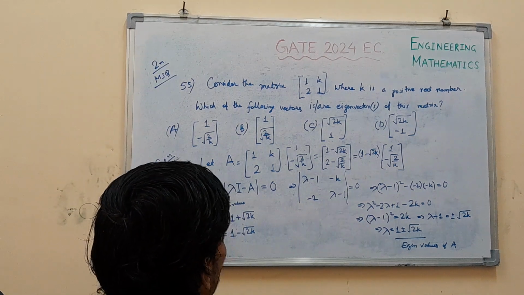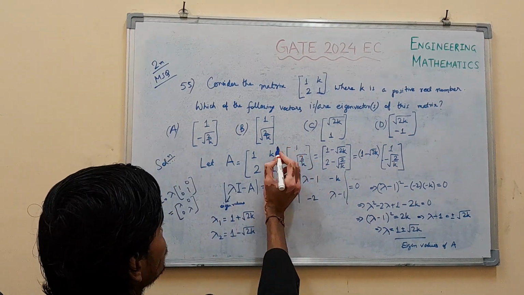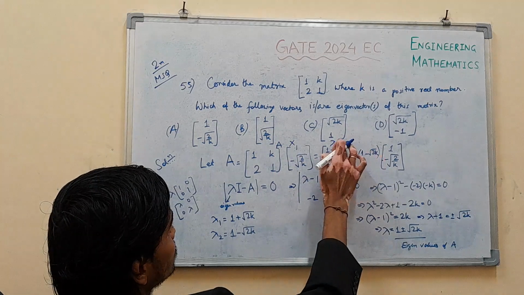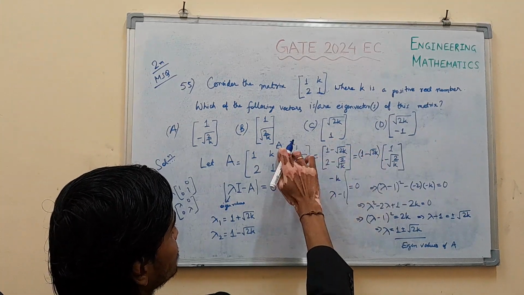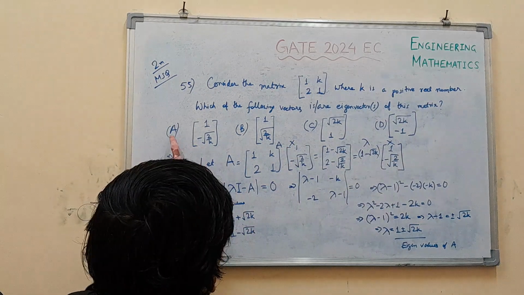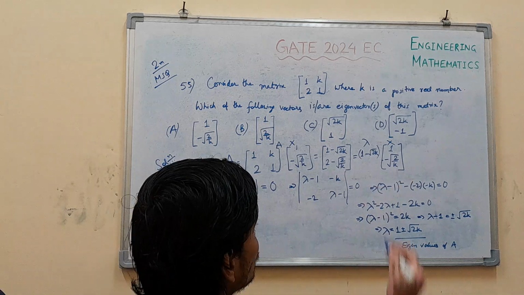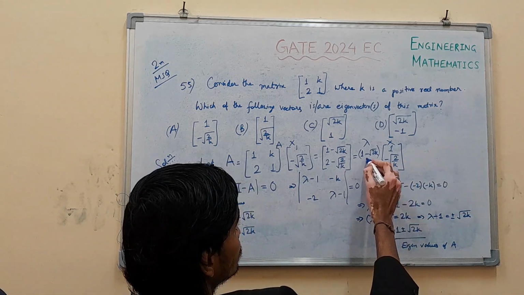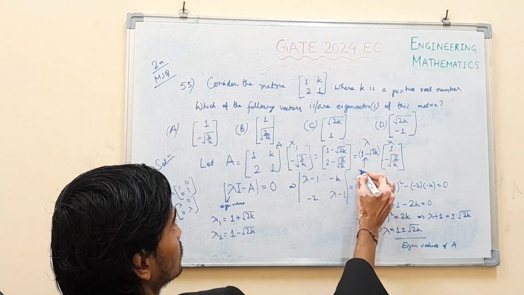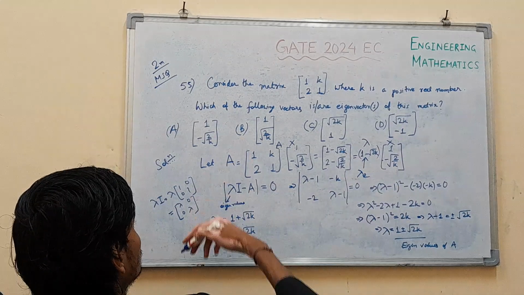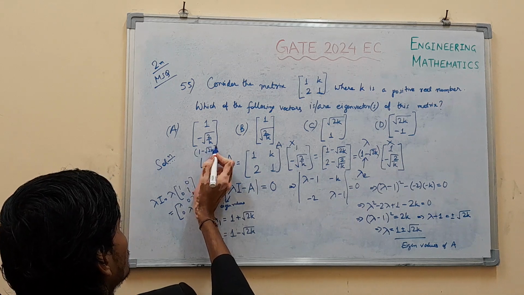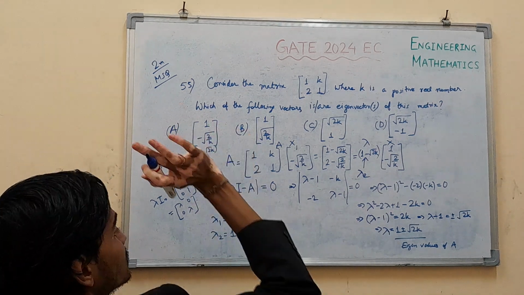Right? So basically what you are getting? You are getting in this form, Ax equal to lambda times x. So this is the eigenvector corresponding to the eigenvalue, this one, which is lambda 2, or 1 minus root 2k. Corresponding to this eigenvalue, the eigenvector is this.